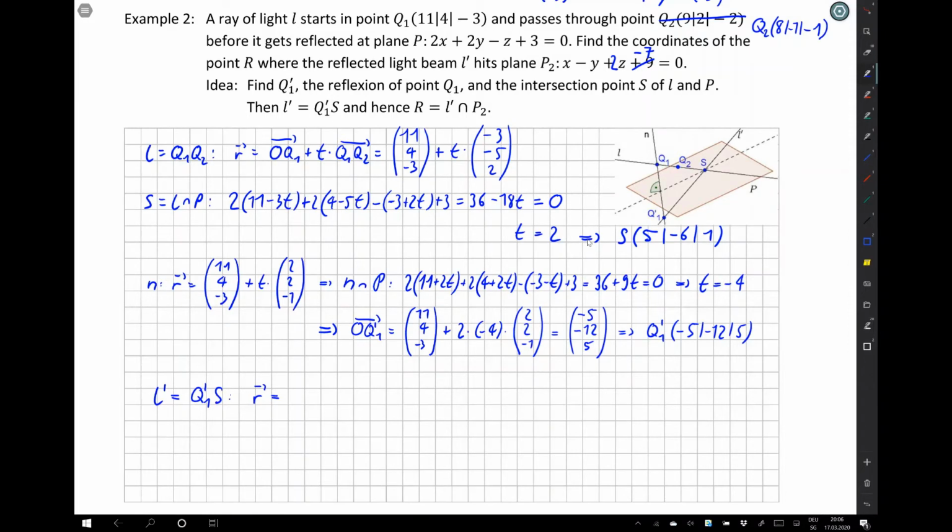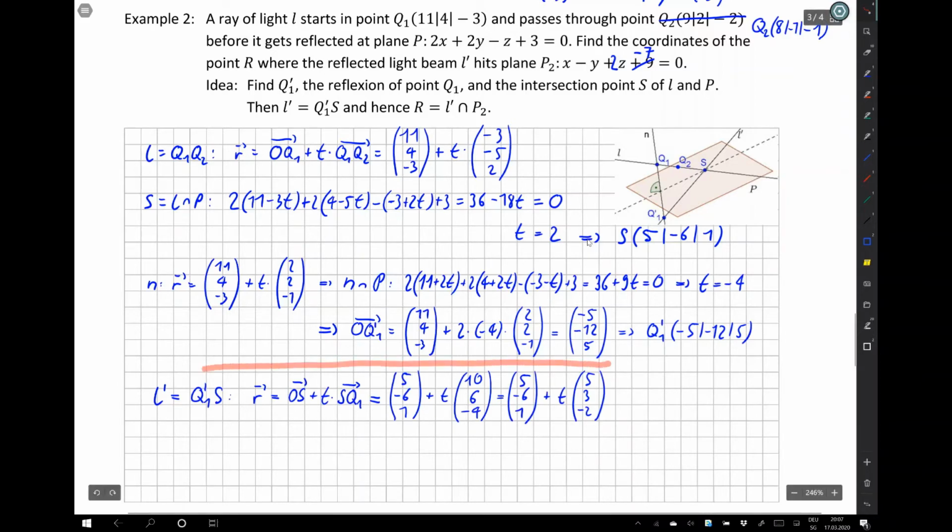The equation of the reflected ray of light corresponds to the equation of the line through the points Q1 dash and S, and hence we get this. Please note that we could have used for the position vector also the vector OQ1, but it makes sense to use the point S, since the point S is really part of the reflected ray of light, while the point Q1 dash is only an artificial point, since the beam of light will go like this. This equation is just, we have simplified the direction vector to have the most simple possible one.